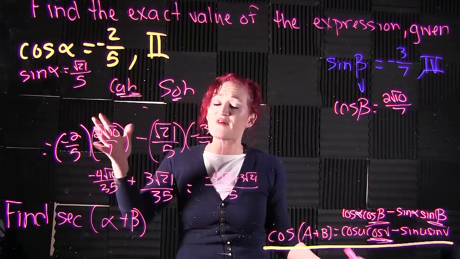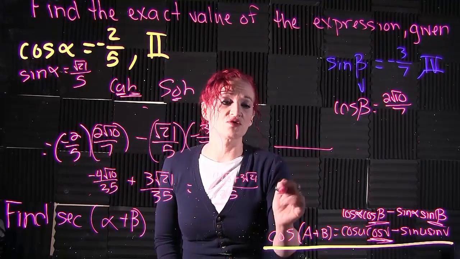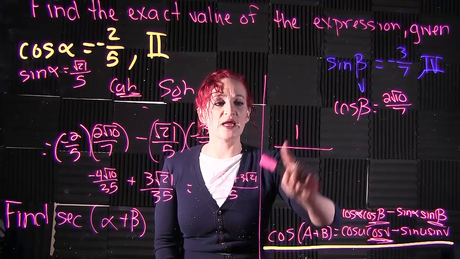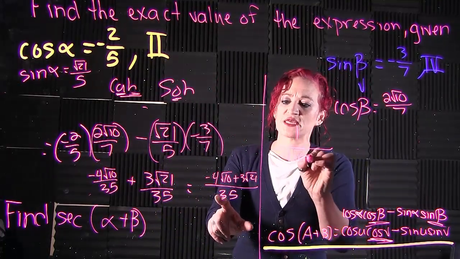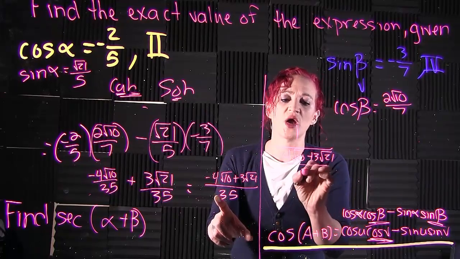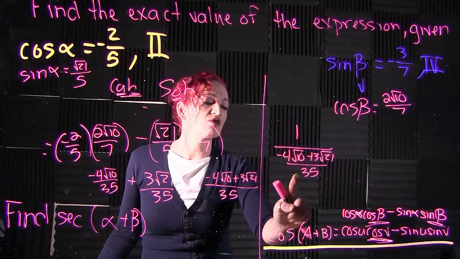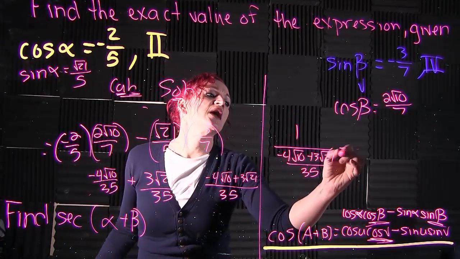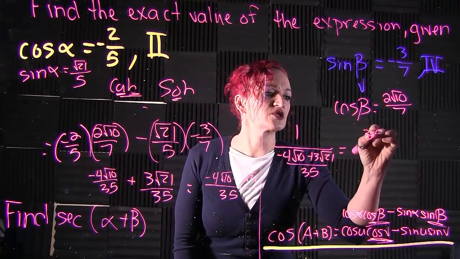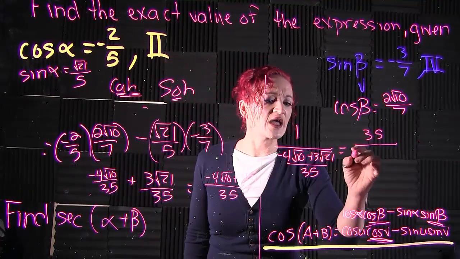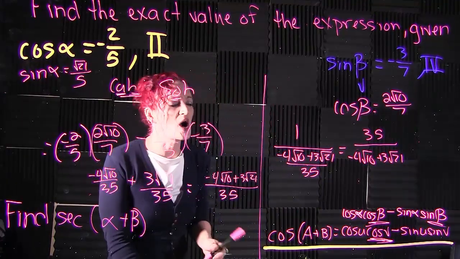So we need to find secant, and we know that secant is equal to 1 over cosine. So really the way that this correlates, 1 over the cosine, which was the negative 4 square roots of 10 plus 3 square roots of 21 over 35. So again, secant is 1 over cosine. We calculated the cosine formula. Now we just need to simplify this here and wrap this up. Doing this division, this is going to turn this into a 35 over the negative 4 square roots of 10 plus 3 square roots of 21.